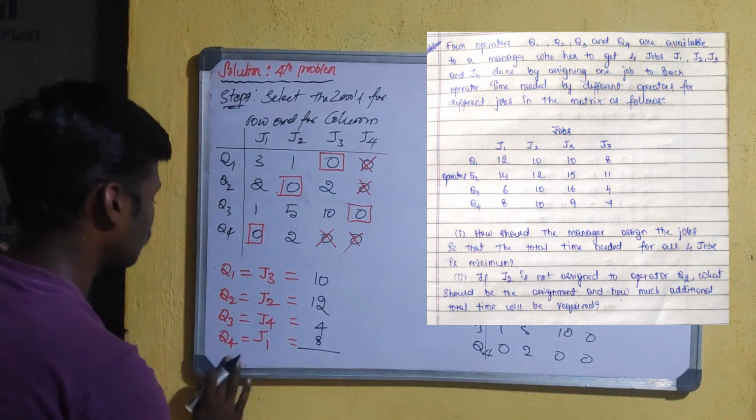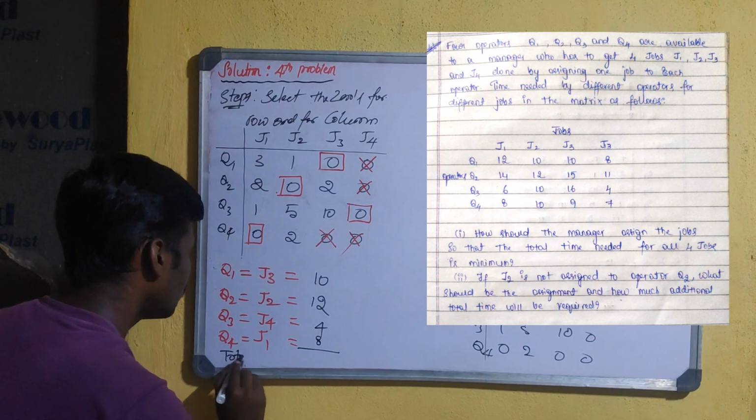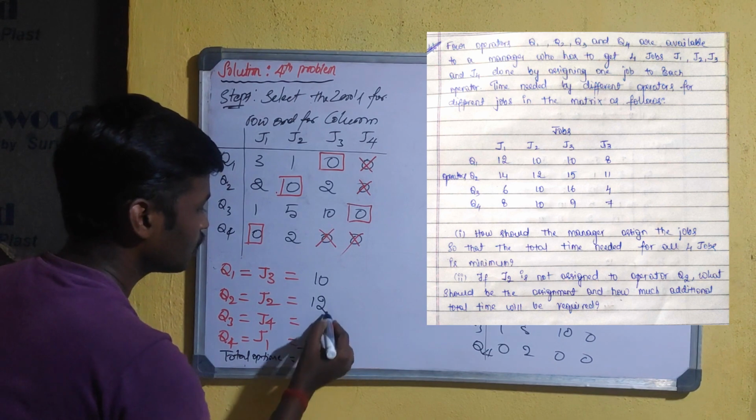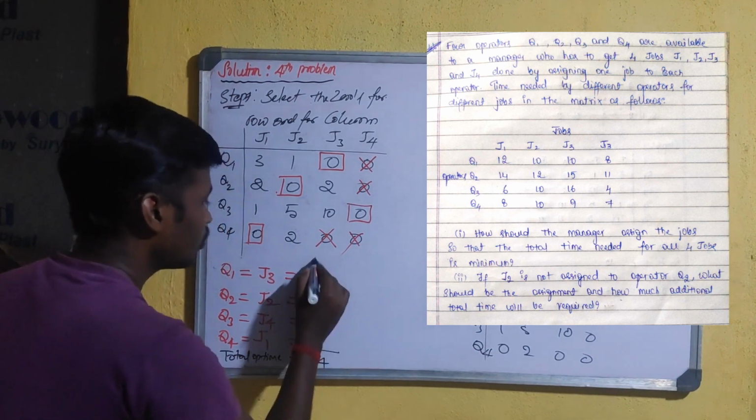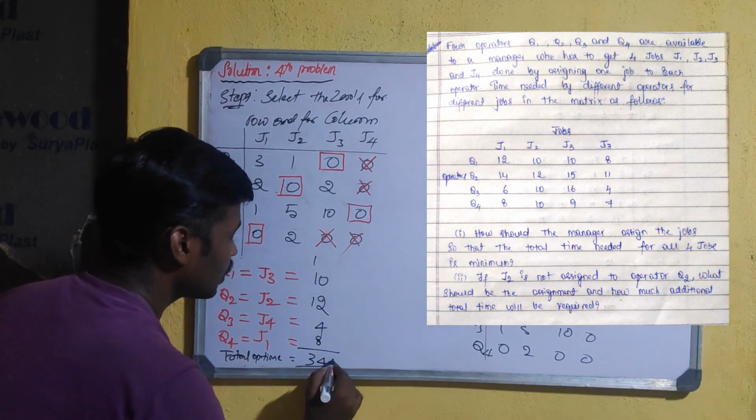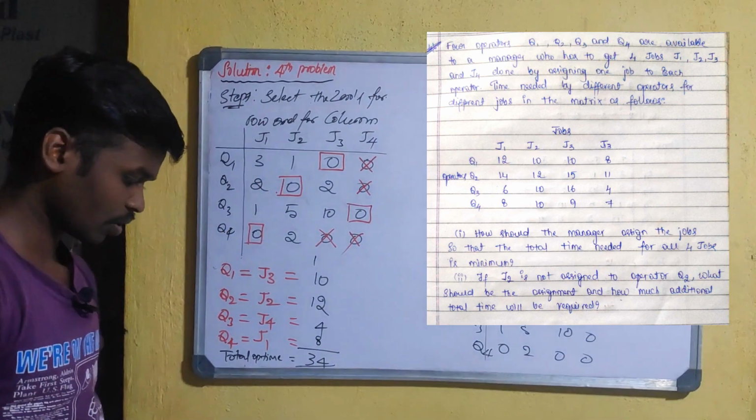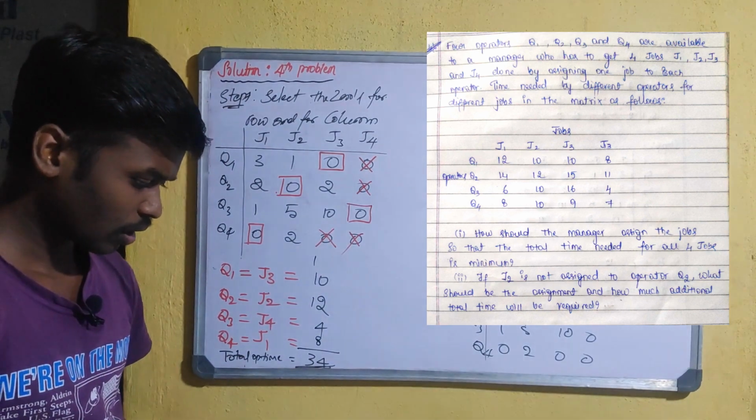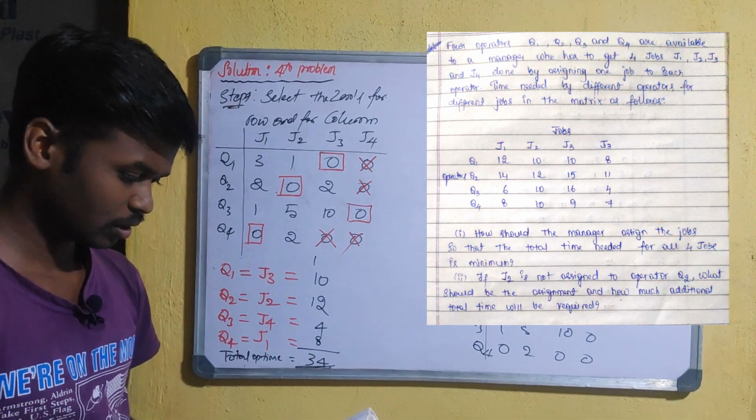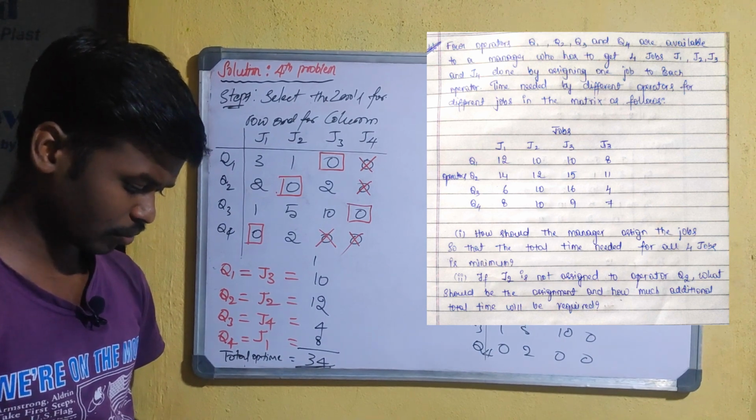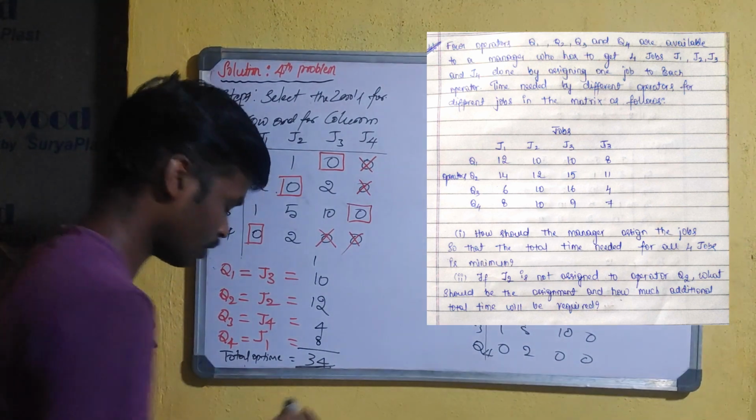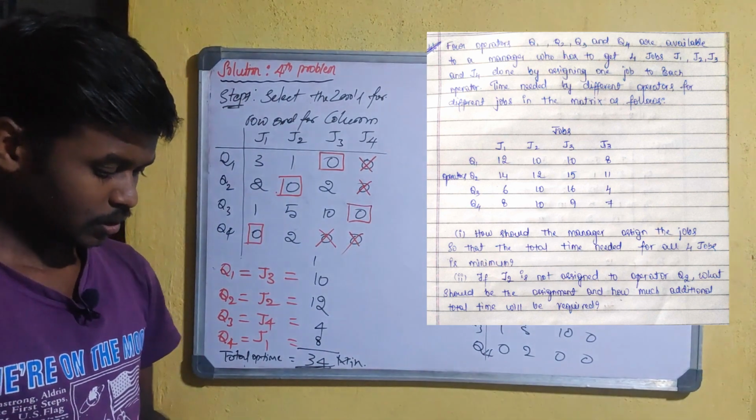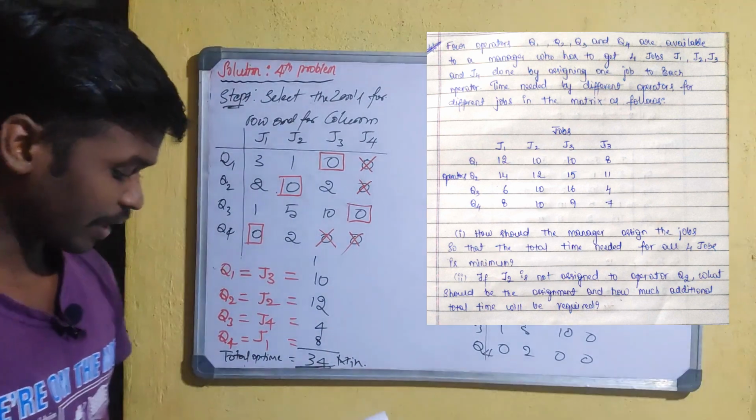Okay, next, the total optimal time, 8 plus 10 plus 12 plus 4, that is 34. Okay, so the total time is 34. Or assume it as 34. Okay, 34 minutes time. Okay, next, see the second question.